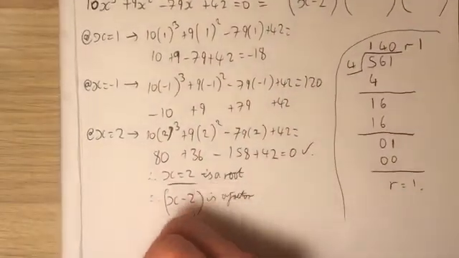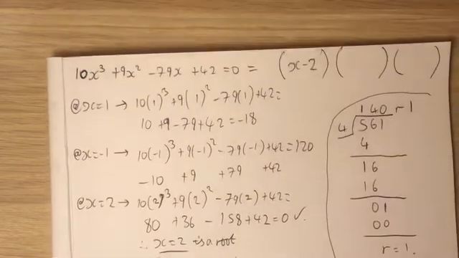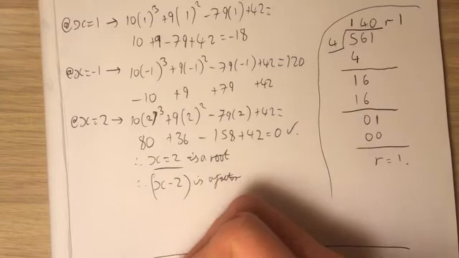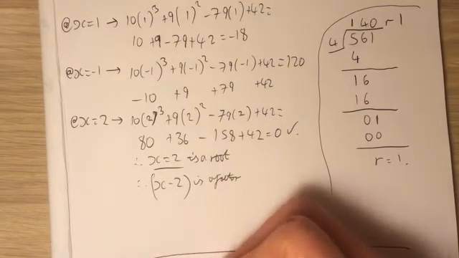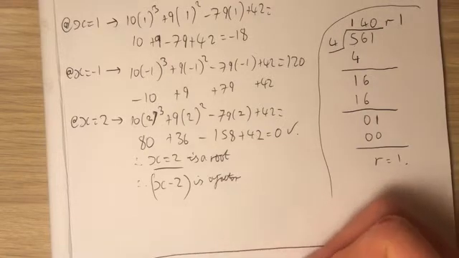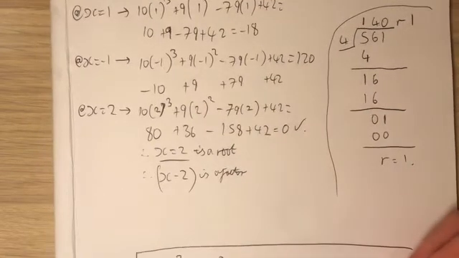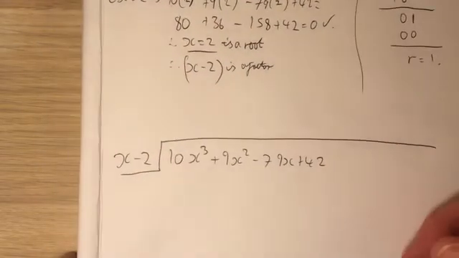So I'm going to have my x minus 2, and I'm going to divide that into the question, which was 10x cubed plus 9x squared minus 79x plus 42. Right, there we go. Let's give this a go.